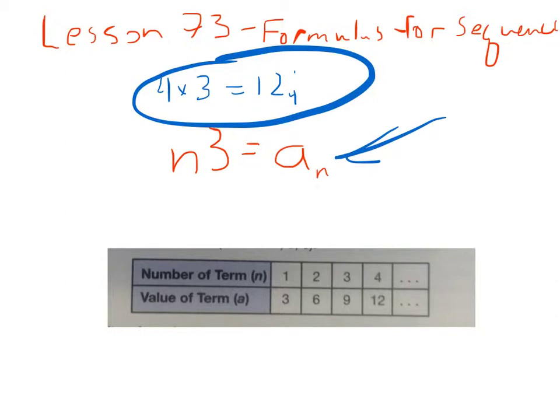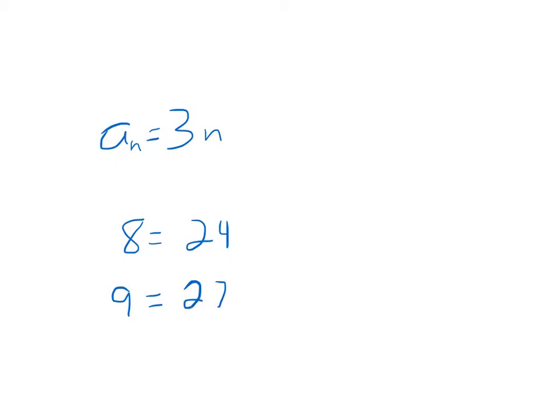So the goal is going to be to solve some of these different things. Let's look at example 1. Find the 8th and 9th term of a sequence generated by the formula a sub n equals 3n. So the n will be the 8th and the 9th. If I put in an 8, 8 times 3 is 24, so I'm going to get out a 24. And if I put in a 9, 9 times 3 is 27, so I will get out a 27.